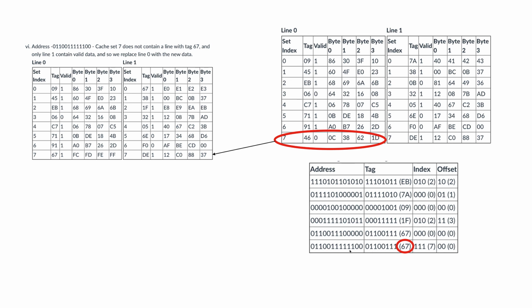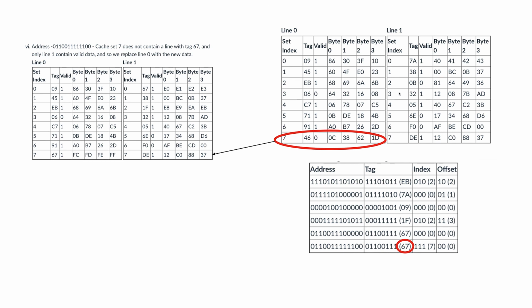And this is the last memory address we need to access, which is index number 7 and tag number 67. Let's go check index 7. Okay, we do have the 67 tag and it is also valid. We find our target and the offset is 0, then we return FC. 0 means no offset, right? So cache set 7 does not contain a line with tag 67, and only line 1 contains valid data, so we replace line 0 with new data.